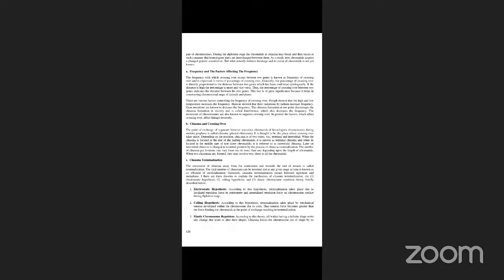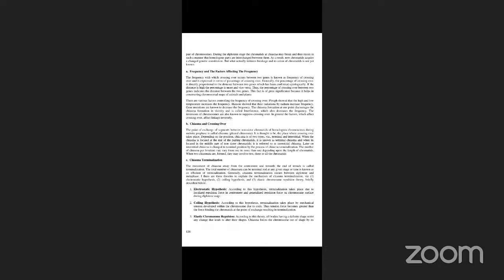The next is chiasma and crossing over. The chiasma is the point of exchange of segments between non-sister chromatids during the meiotic phase, and it is thought to be the place where crossing over takes place. Depending on the position, chiasma is of two types: terminal, meaning at one end, and interstitial. When the chiasma is located at the end of the pairing chromosome, it is called terminal. When it is located in the middle part, it is called interstitial chiasma.